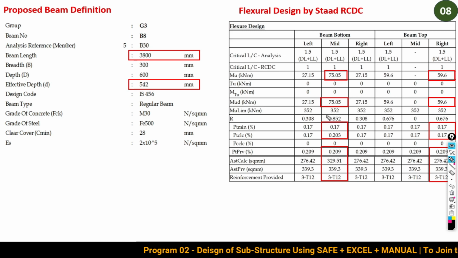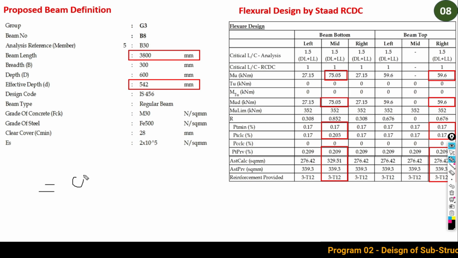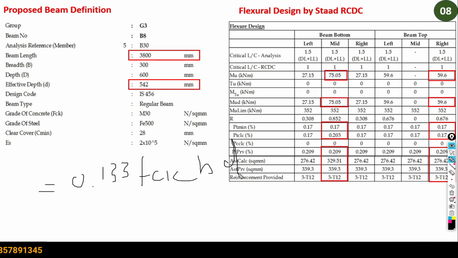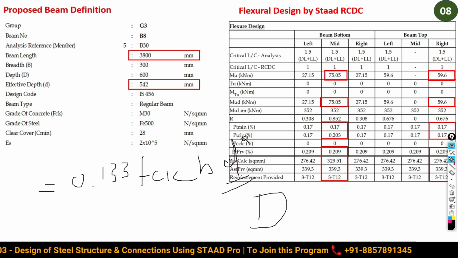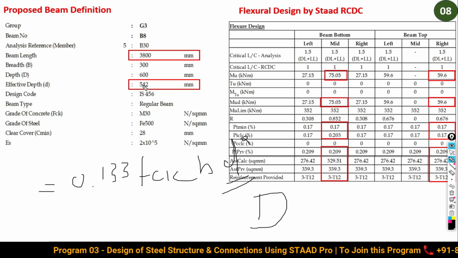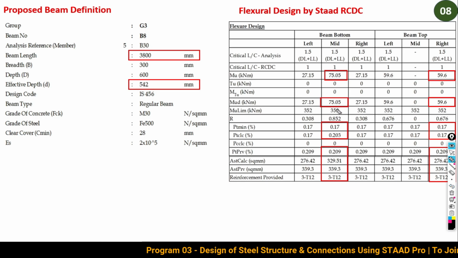Okay, now based on that, Mu limiting capacity will be equal to 0.133 fck bd square. See, everywhere your effective depth will be important. Your overall depth will not be important that much. Effective depth, that's why we are trying to control the effective depth. So the limiting moment resisting capacity of the beam is 352. Whether it is right or wrong, we will see with the manual calculation.